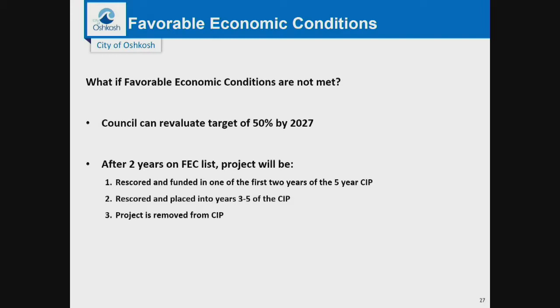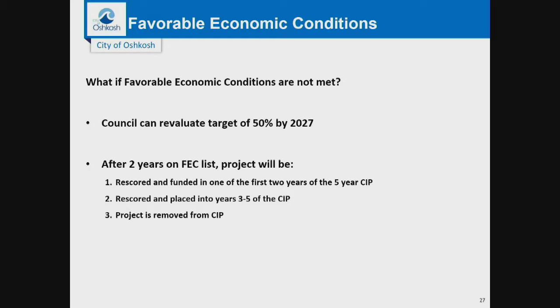And so what we've done is put in place how we handle the projects that come on this list. The most important fundamental is they will sit on this list for 2 years. In 2 years, they can be acted on by the Common Council at any time and be taken live. If they're not acted on, at the end of the 2 years, they will be rescored and funded in either the first 2 years of the 5-year CIP. What's important about that is we balance to the first 2 years.